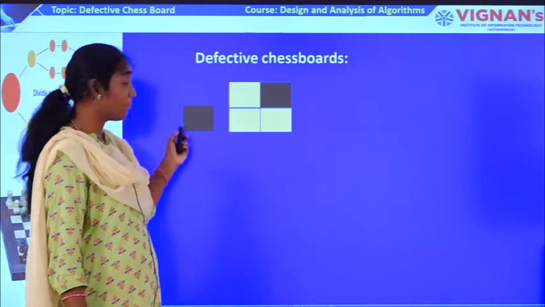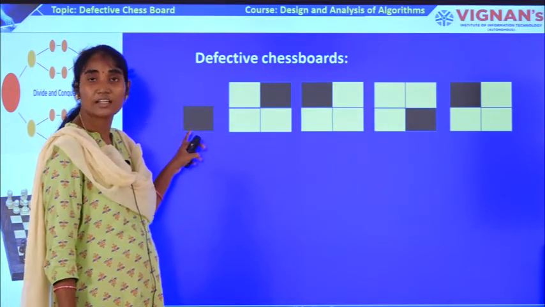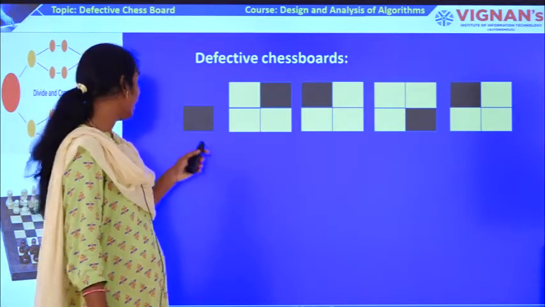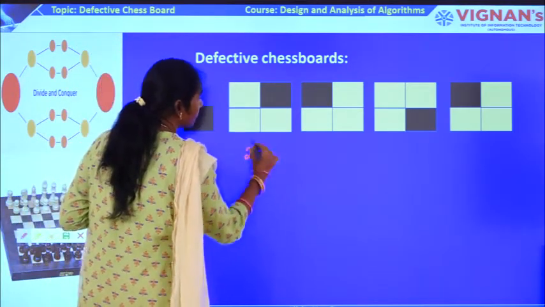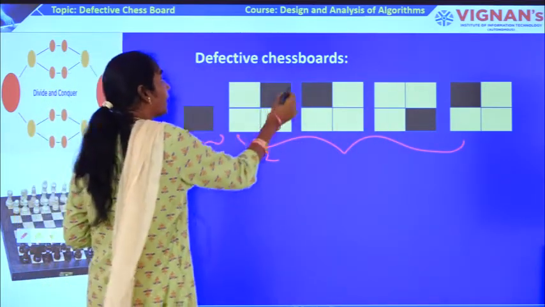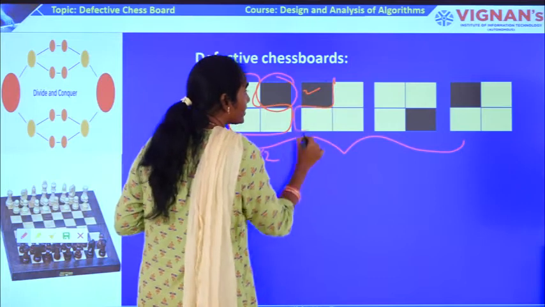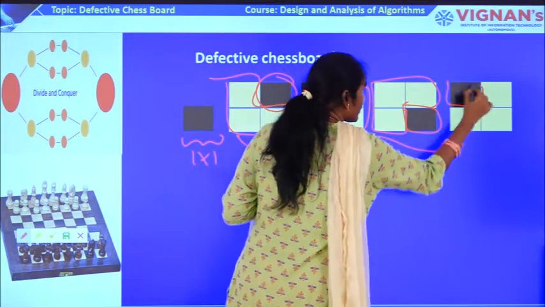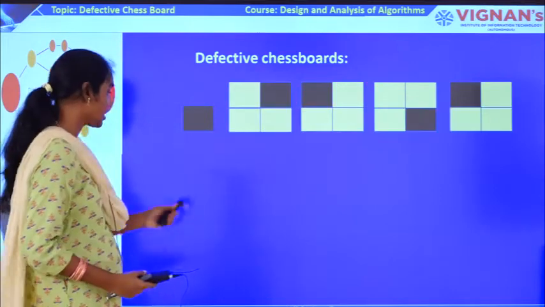Now, this is a 1 by 1 chessboard. Here we are showing the image corresponding to the 1 by 1 chessboard, and this square itself is defective. Now, when I take 2 by 2, if I have a defective square over here, this makes my tromino. If this is defective, this is my tromino, and likewise for the other positions, the tromino covers the edges of the corresponding defective square.